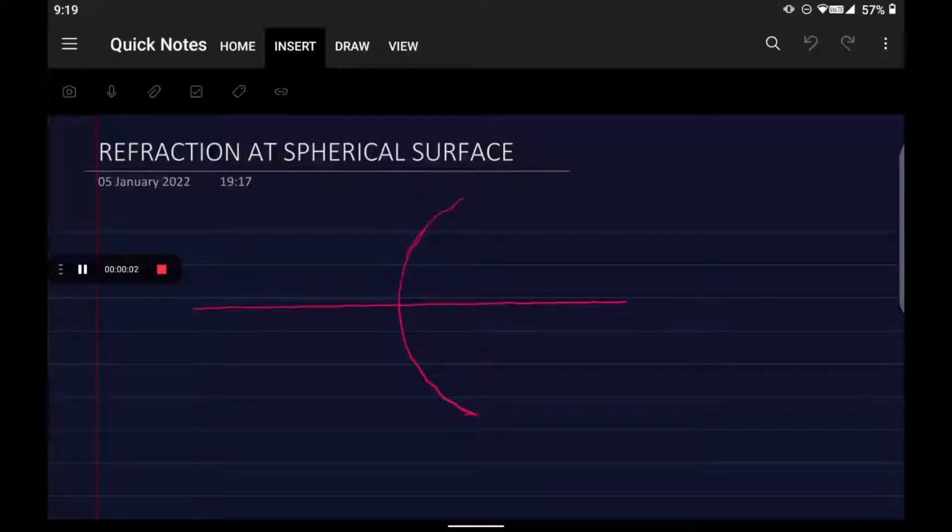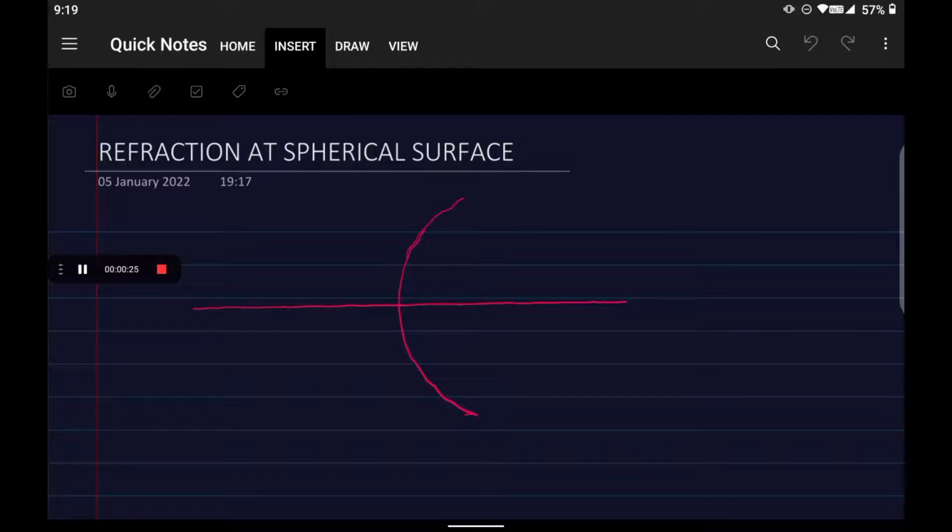Hi students, today we are going to talk about refraction at spherical surface, right? So we have discussed diffraction in different kinds of surfaces. Today's topic is about the spherical surface. In this spherical surface I have taken the convex side, right? So here I have taken the convex side.